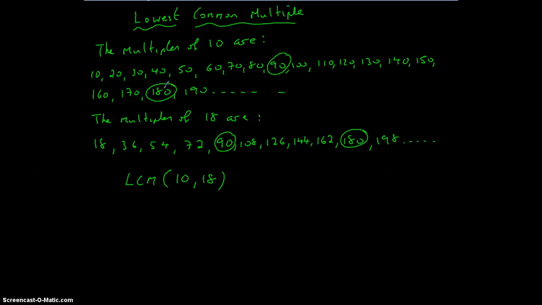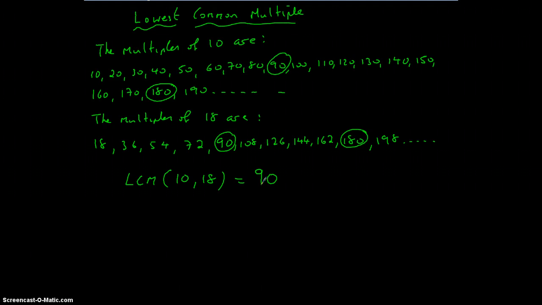And we will get an infinite number of common multiples. But the question asked us to find the lowest common multiple. And from our list, we can see that 90 is the lowest common multiple.